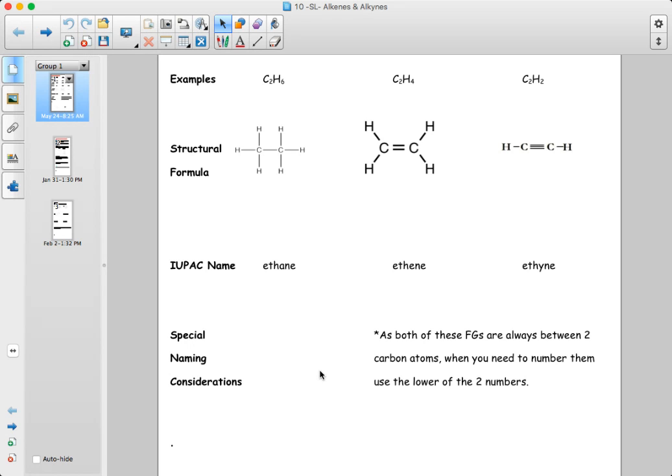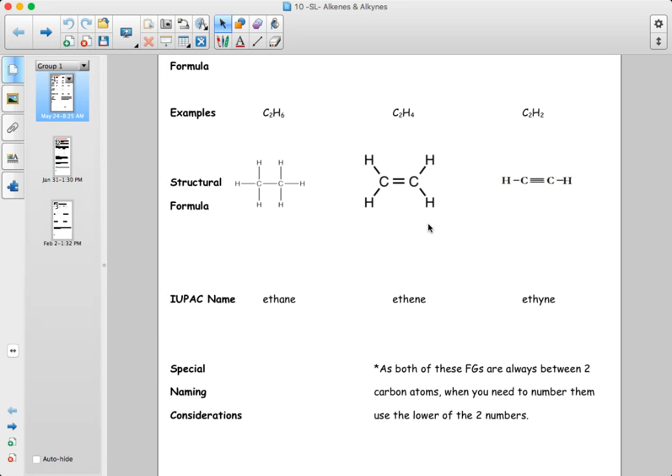In terms of naming considerations, the only thing to be aware of is that when you have one of these functional groups, the alkenyl or the alkynyl groups, they're between two carbons. So that's a little bit trickier in terms of numbering. What number do you pick? This double bond, for example, is between the 1 and the 2, as is this one.